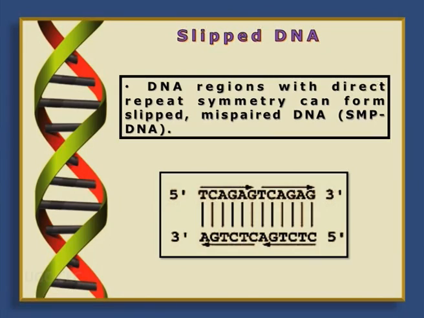Slipped DNA. So, what are slipped DNA? Now, DNA regions with direct repeat symmetry can form slipped mispaired DNA. If we look at the sequence, it is nothing but a direct repeat of sequences. So, as we can see, the sequence TCA, GA, G is repeated again in the next form as TCA, GA, G. So, this is an example of direct repeat.